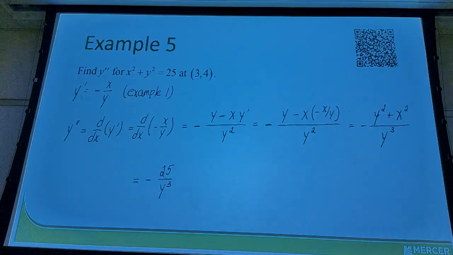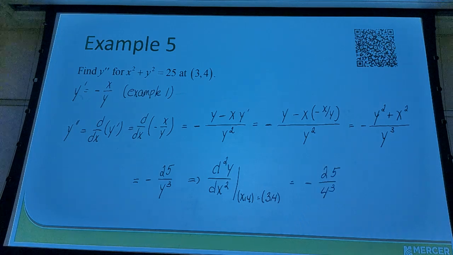Wait, are we finding it at the point yet? Because y is 4. Oh yeah, I need to evaluate it at 3, 4. I need to simplify it. What's 4 cubed? 64. And that can't be simplified.